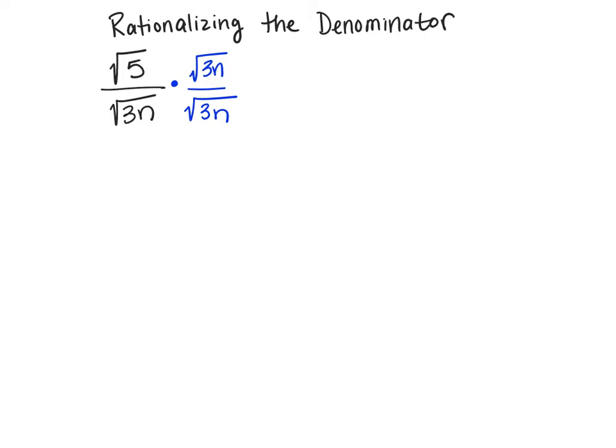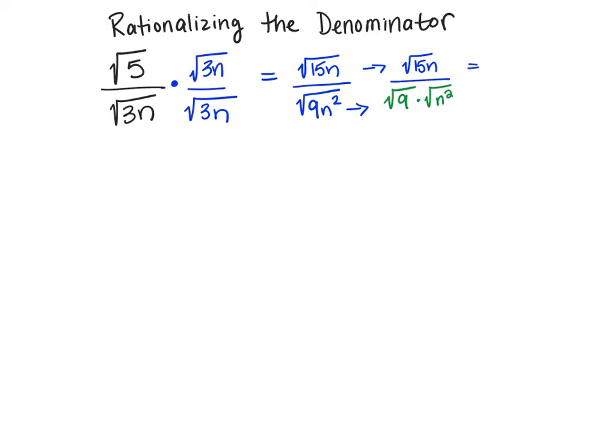So once we simplify that, we will get the square root of 15n. So you just multiply the 5 and the 3n on top. And then on the bottom, you get the square root of 9n squared. So now we just have to work on simplifying the denominator, because the square root of 15n does not simplify. So this is going to stay the same. And then we can break up the 9n squared into the square root of 9 times the square root of n squared.